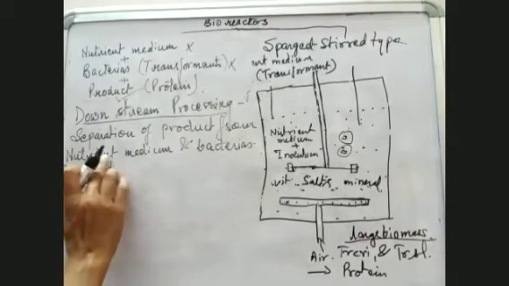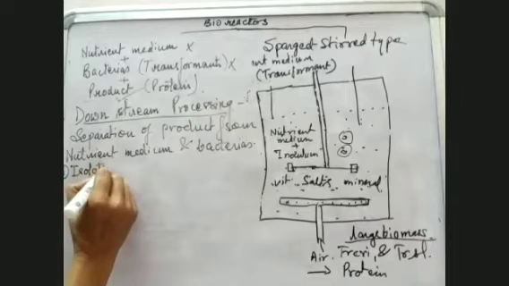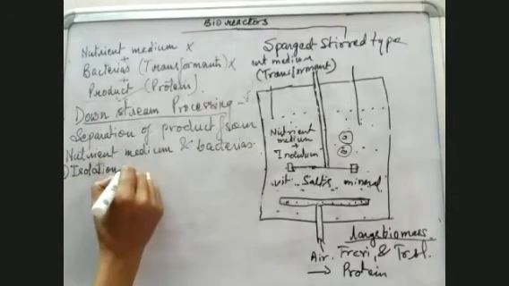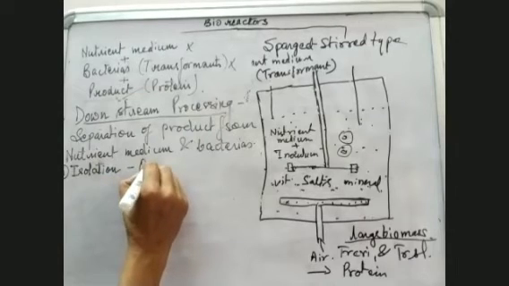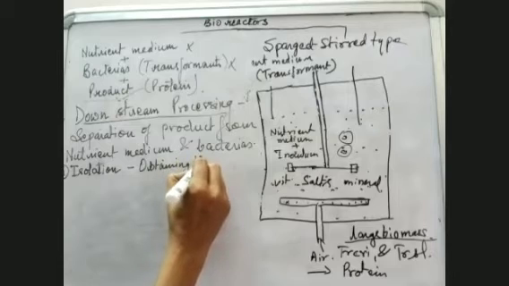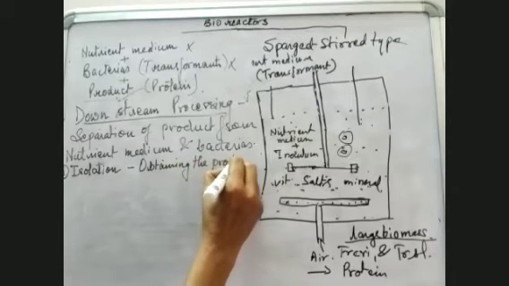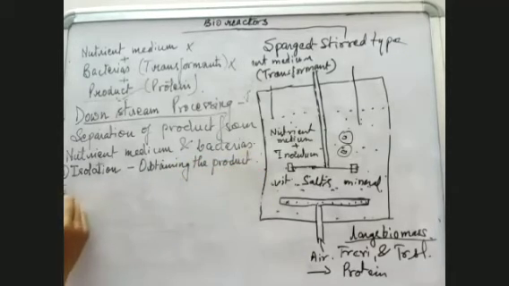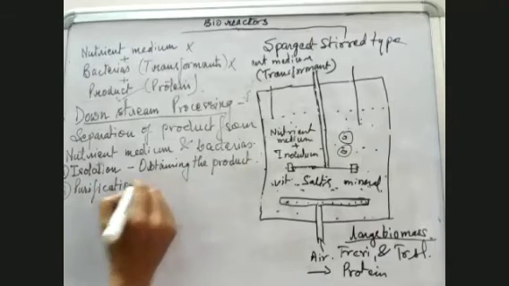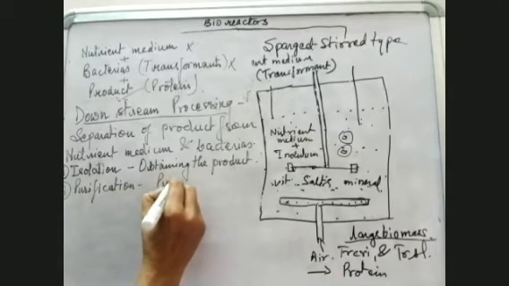So first isolation is done, and after isolation the product is obtained. After the product is obtained, in the second step the product is purified. So we write it: purification of the product. The product is purified.